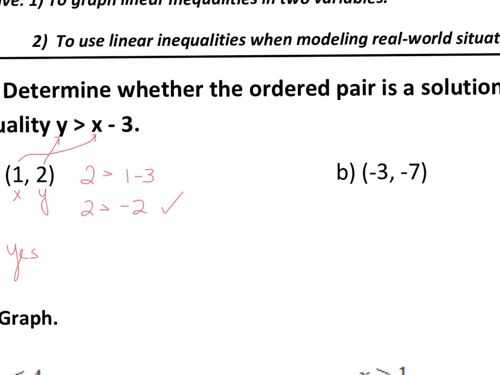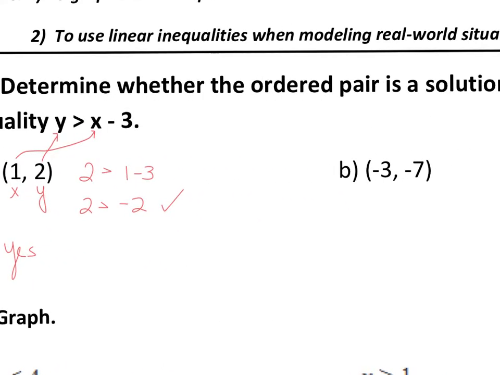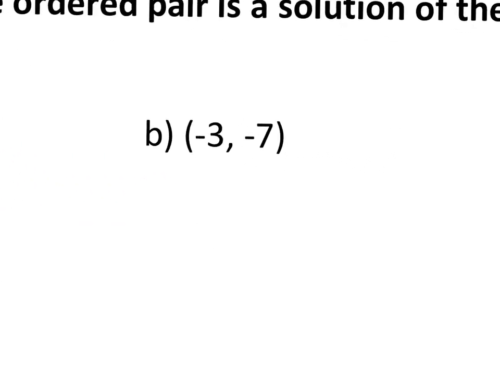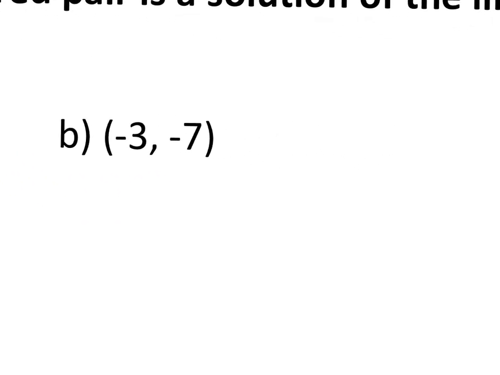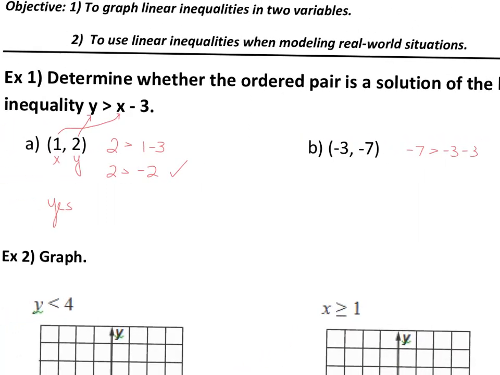Okay. All right, so now we're going to do the same thing again, but we're going to do it with negative 3, negative 7. So I'm going to go ahead and plug in my Y value. Negative 7 greater than, my X value is negative 3 minus 3. Again, just to clarify, I just plugged X into the X position and Y into the Y position, and now I'm going to see if it's true or false.